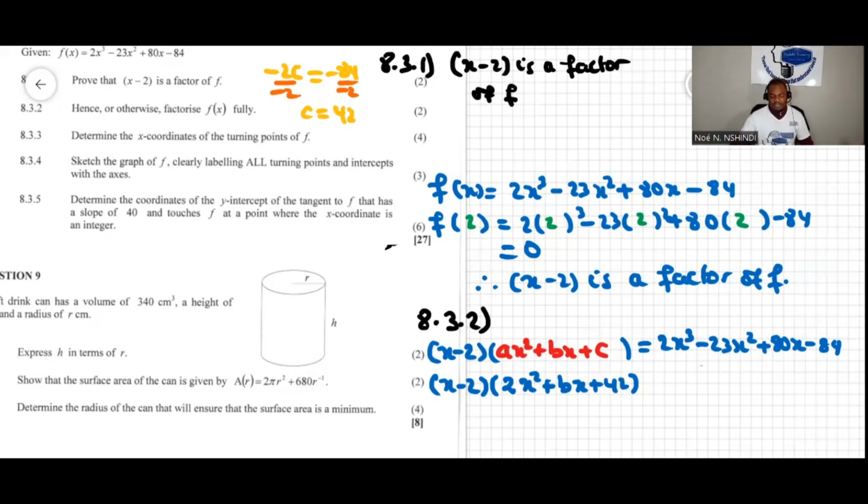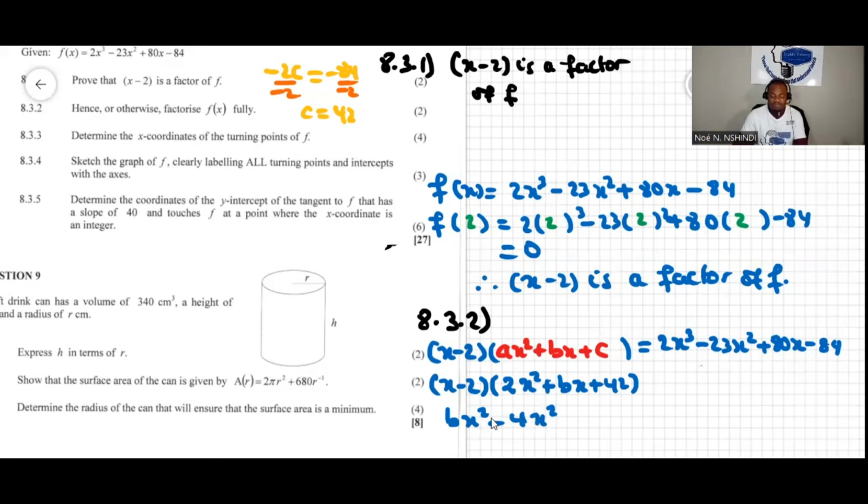Okay, then this is a and then c. Now we need to find b. How can I get b? I know that x times bx will make bx squared. And I also know that minus 2 times 2x squared will make minus 4x squared. These are the only possibilities for me to get a term with x squared.